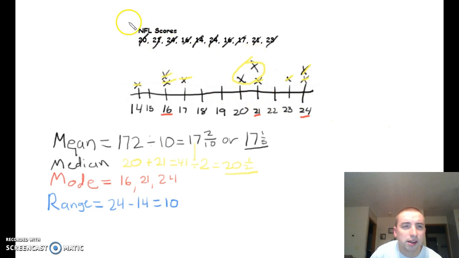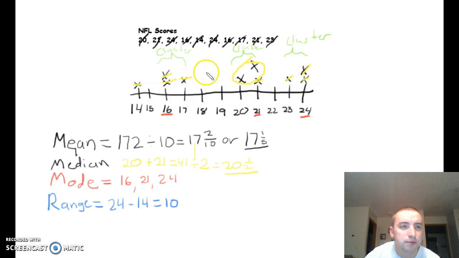The last thing we can talk about for the line plot is we can look to see if the data clusters anywhere or if there's any gaps in my data. In this case, we have a cluster right here at 16 and 17. And 20 and 21. And 23 and 24. So we have a few places where our data clusters.